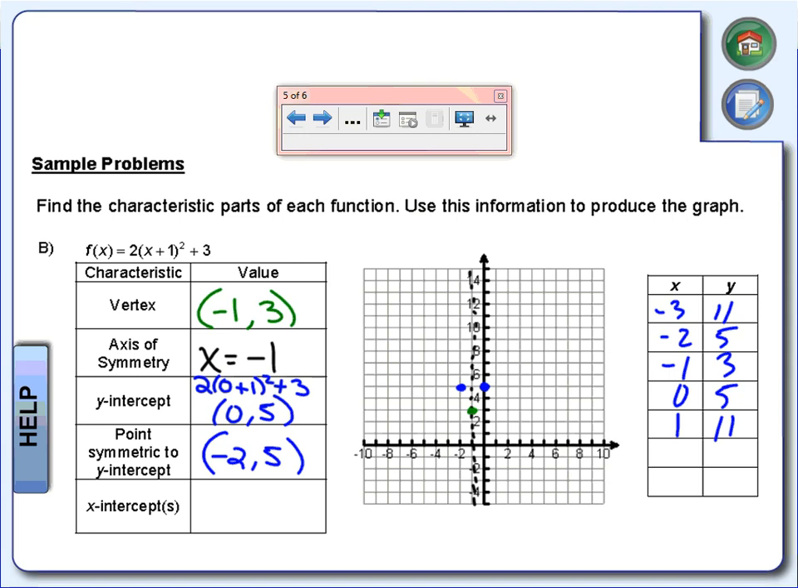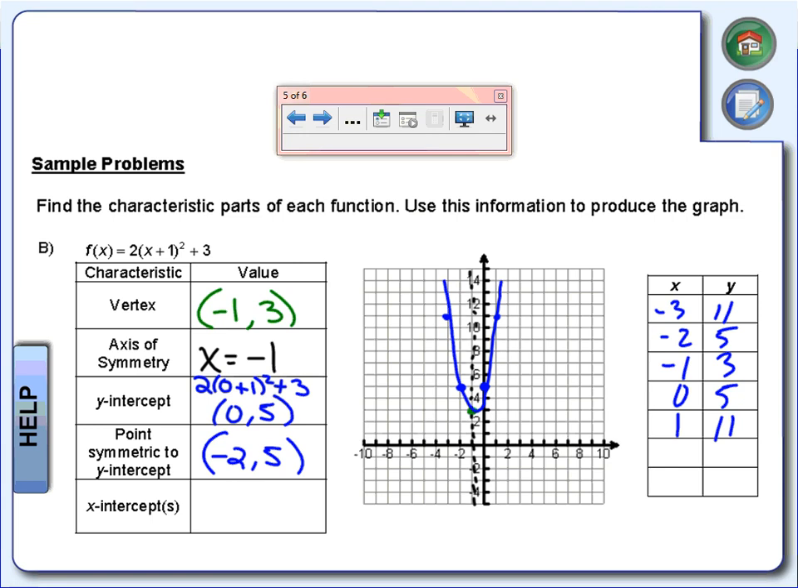So let's plot this. Now notice some of them we already have plotted. Negative 3, 11, we don't have that one yet, so let's plot that, right here. Negative 2, positive 5, we've already got that one taken care of. Same thing for negative 1, 3. We also have 0, 5, but we don't have 1, 11. So let's put a dot for 1, 11, which is right here. Now that I have all of these points, let's connect those points, making our U-shape. So there's our U-shape.